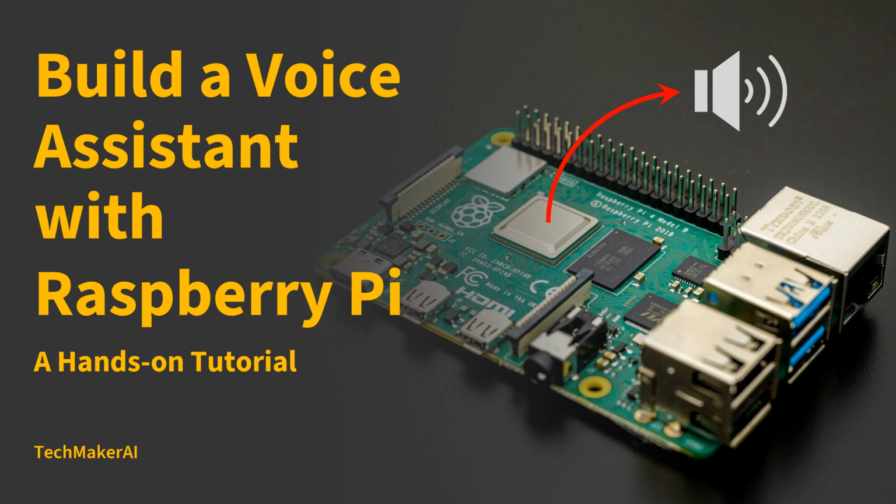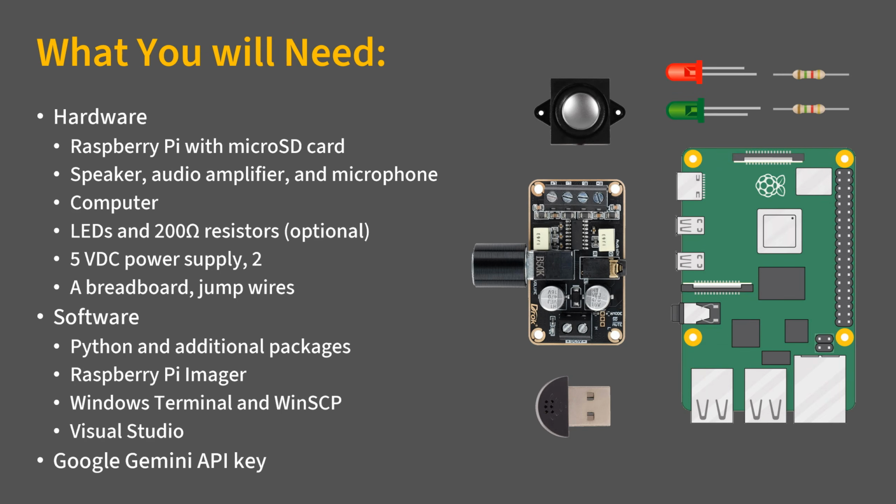So at first, let's see what you need for this project. You need a Raspberry Pi with a micro SD card, a speaker, audio amplifier, and a microphone. You also need a computer to transfer files to Raspberry Pi. You may also need some LEDs and resistors, but this is optional. You also need a 5-volt DC power supply, one for Raspberry Pi, another one for the audio amplifier. You also need Python and additional packages which I will talk about later.